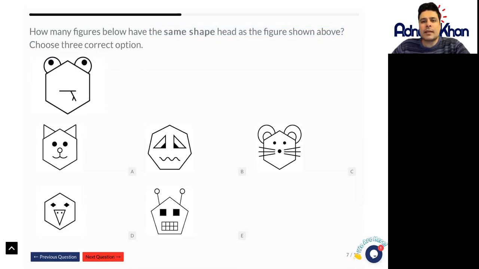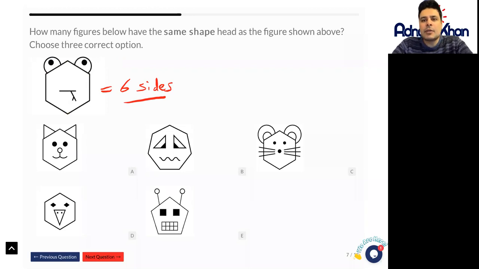So if we look at this particular figure here, which is our original figure, we've got in total 1, 2, 3, 4, 5, and 6 sides here. Every pattern is different, by the way, but let's just write this down. So we've got 6 sides in this particular original shape at the top, okay?